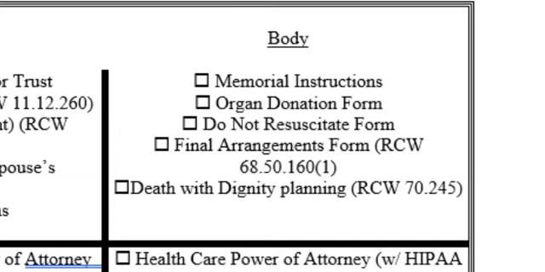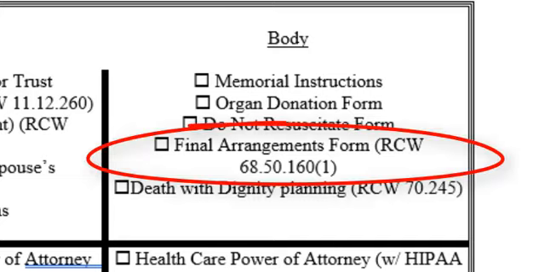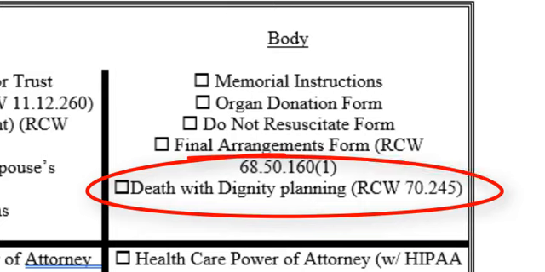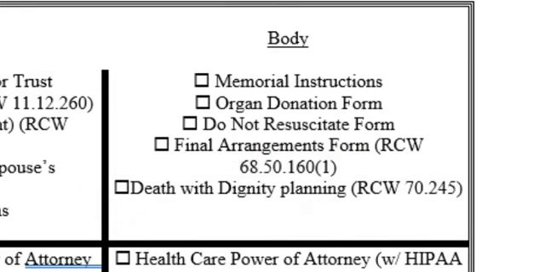And then probably the most important is the final arrangements form, RCW 68.50.160, subsection 1. That does have some level of formality. You do need to have some witnesses, but it is a statement to say, I want to have my body cremated, or I want to be buried, or I want to have human composting, which is now available in Washington State. Finally, in the upper right-hand quadrant, we have the death with dignity planning, and this is in Washington State.